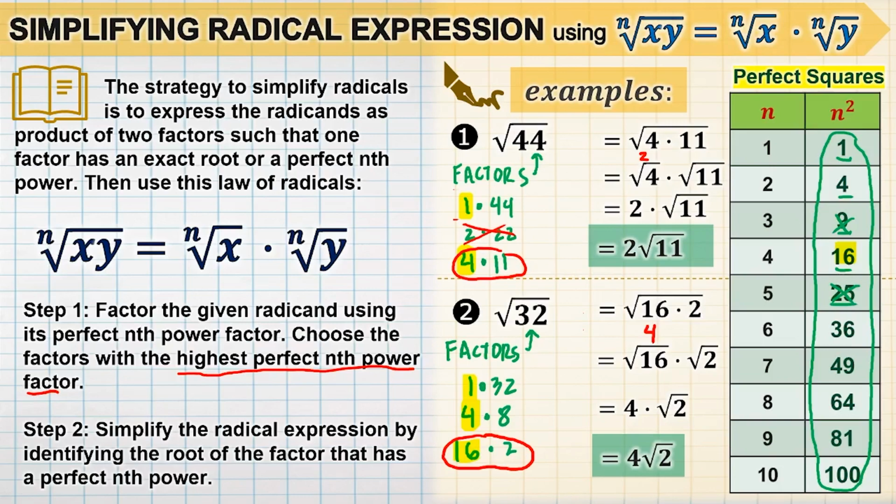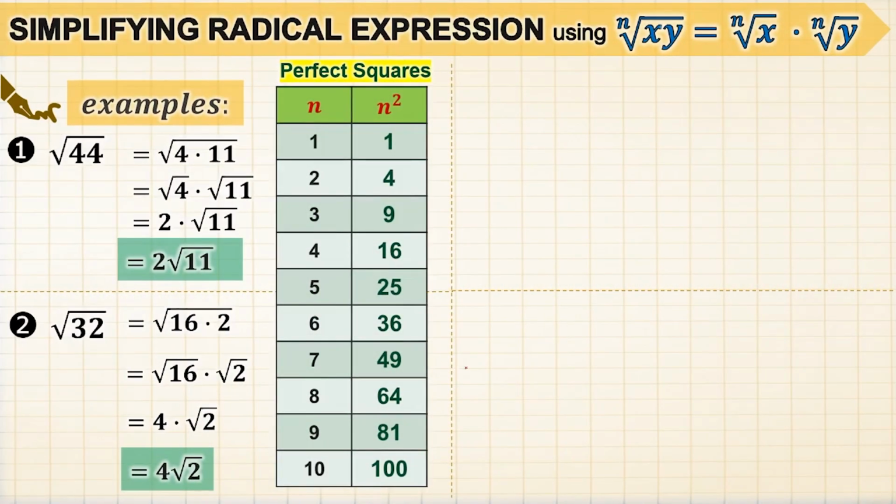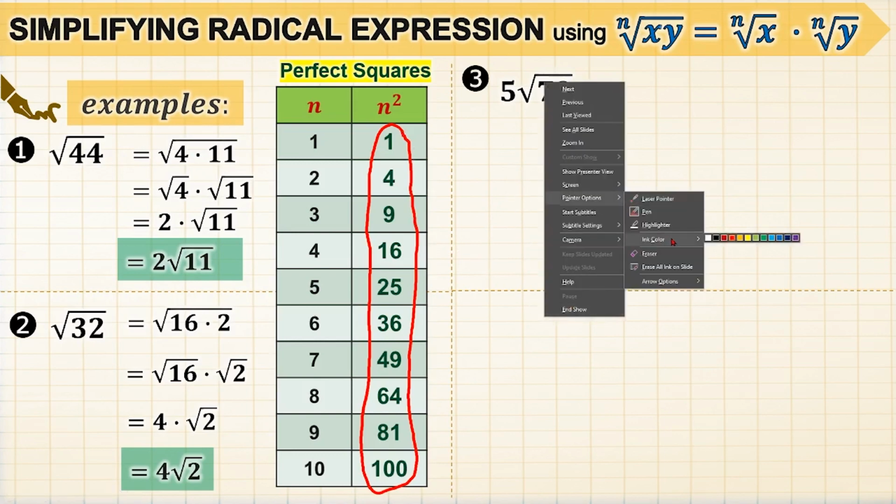Magsagot pa tayo ng iba pang examples para mas maintindihan pa natin. So, let's have the third and fourth example. This time, ito yung number 3 natin. We have the given 5 square root of 72. So, ganun pa rin yung gagawin natin since square root pa rin siya. We'll still be looking at the perfect squares or dapat makahanap pa rin tayo ng perfect square factor or yung pinakamataas.